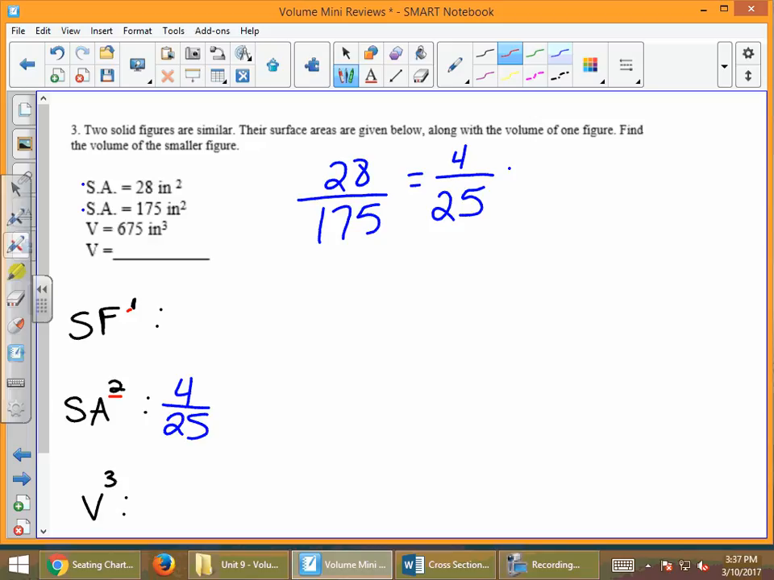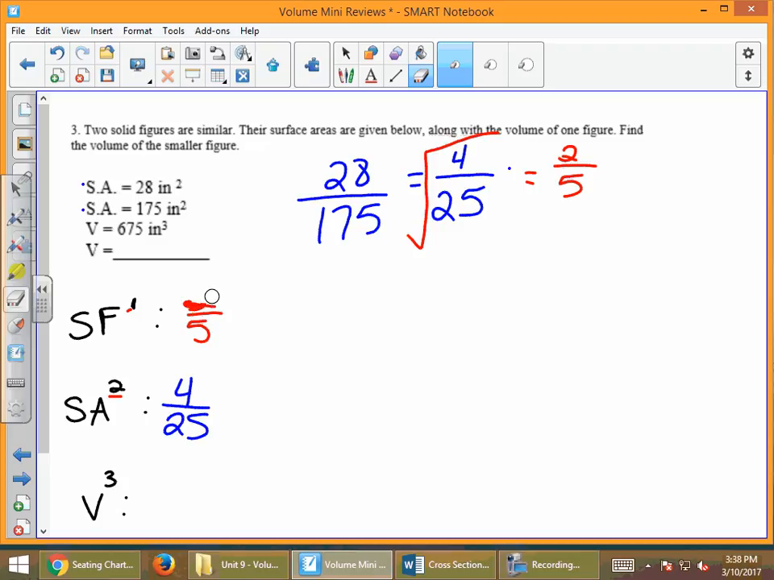So we're going from being squared to not squared. So in order to get the scale factor, all we have to do is do the opposite. We are going to square root. And when we square root 4 over 25, square root of 4 is 2, square root of 25 is 5. That's your ratio of your scale factor. And that seems really slow. Go ahead and fix it.